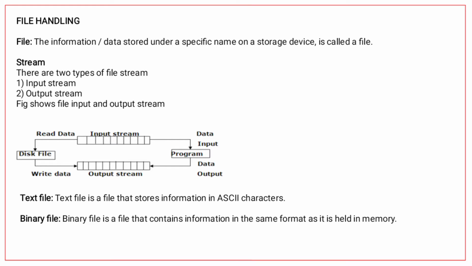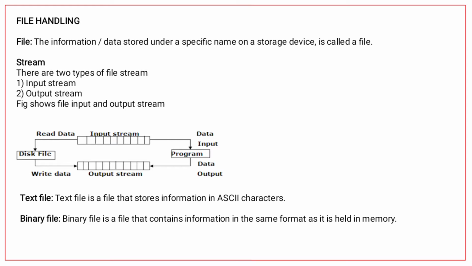First, input stream and output stream. The stream that supplies data to the program is known as input stream. The stream that receives the data from the program is known as output stream. Now see, this figure shows file input and output stream.